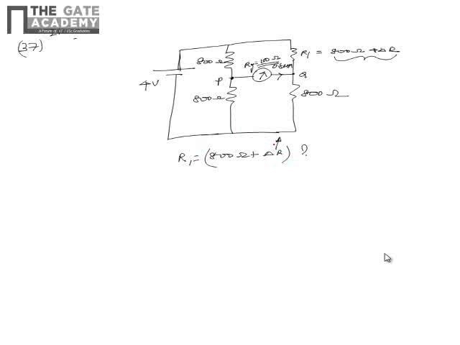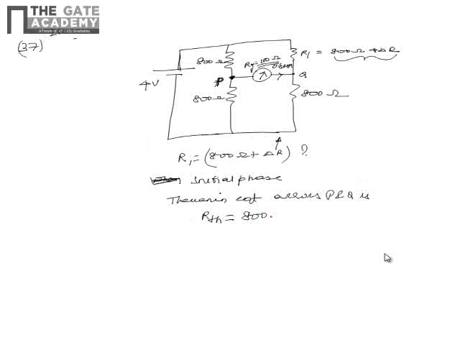The approach I take is, when the bridge is balanced, in the initial phase, the Thevenin equivalent across P and Q is RTH, which is 800 parallel 800 plus 800 parallel 800, which is nothing but 800 ohms.